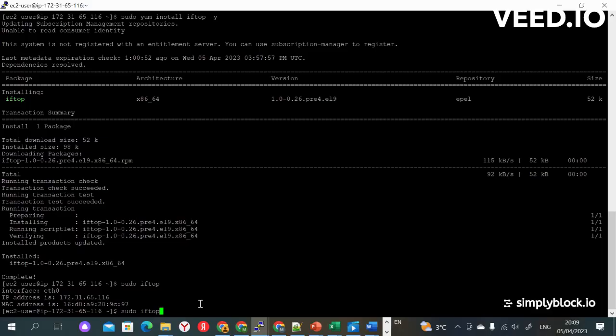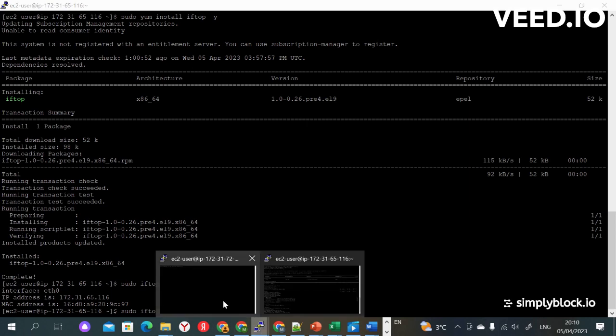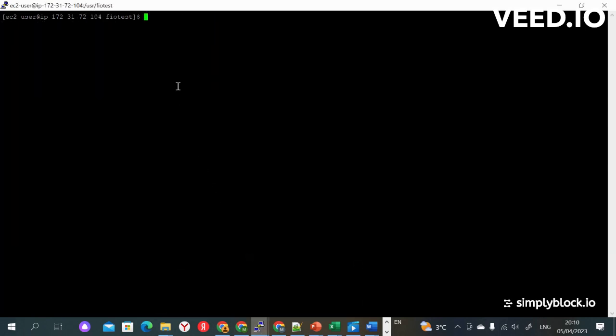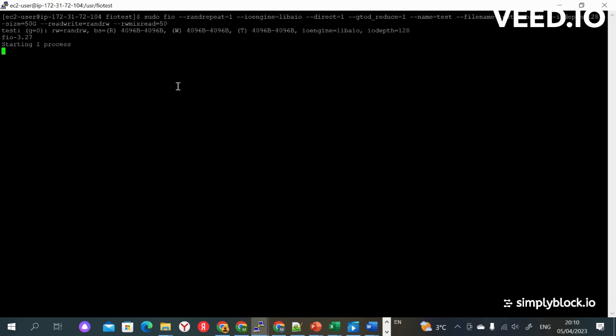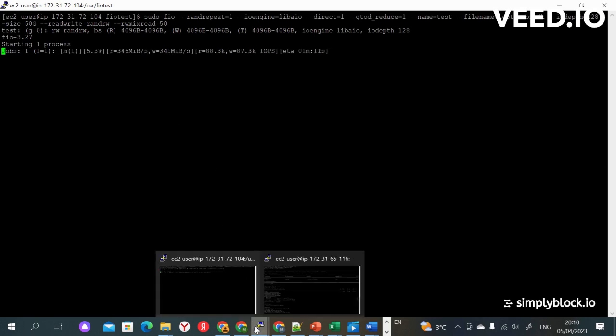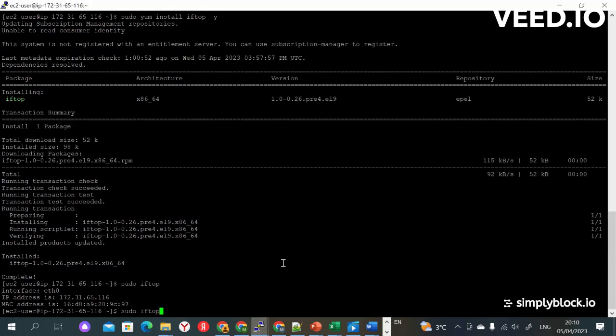I have provisioned a half terabyte logical volume, and I have attached this as an NVMe over Fabric volume to my node. So let's switch to the storage consumer, and here I'm first starting a FIO test for IOPS testing. Let's wait until it starts running. So I'm now switching to my storage node.